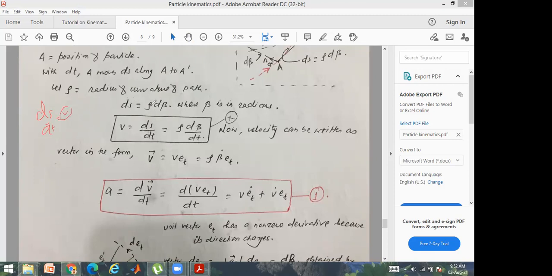Okay, since the radius of curvature is not changing, it is constant, I can take ρ out, so dβ by dt. Now velocity can be written in vector form. So any velocity can be written in vector form, v et, where et is the unit vector along this direction. So this can be written as v = ρ dβ/dt, I can write as β dot et.